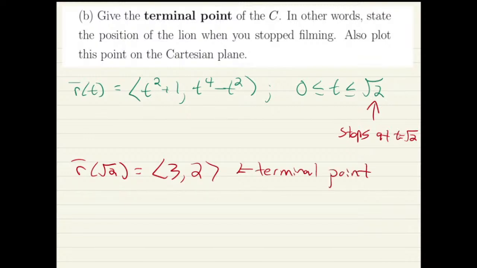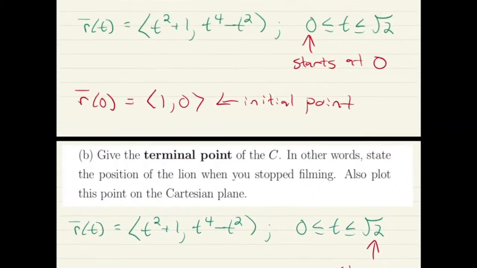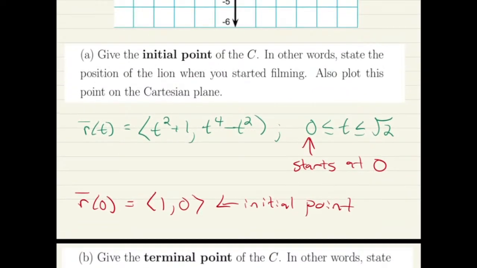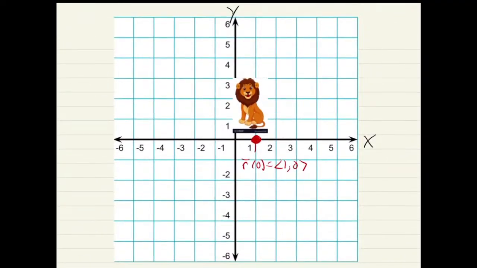This is the terminal point. As instructed, let's go ahead and plot this terminal point. (3, 2) happens at t = root 2. So (3, 2), that's where the lion stops. Doesn't look like the lion went all that far during your film. But we have to label it. t is root 2, and the x, y coordinates are (3, 2).